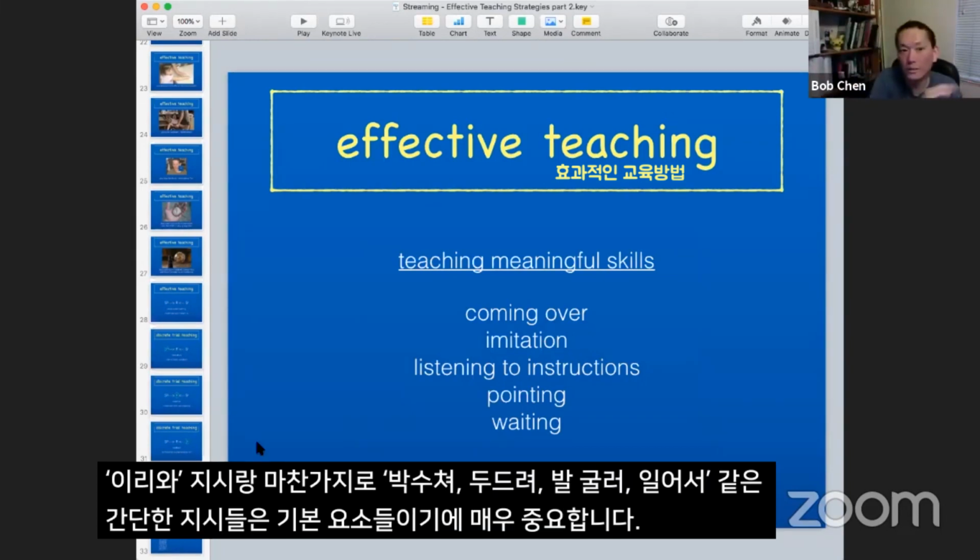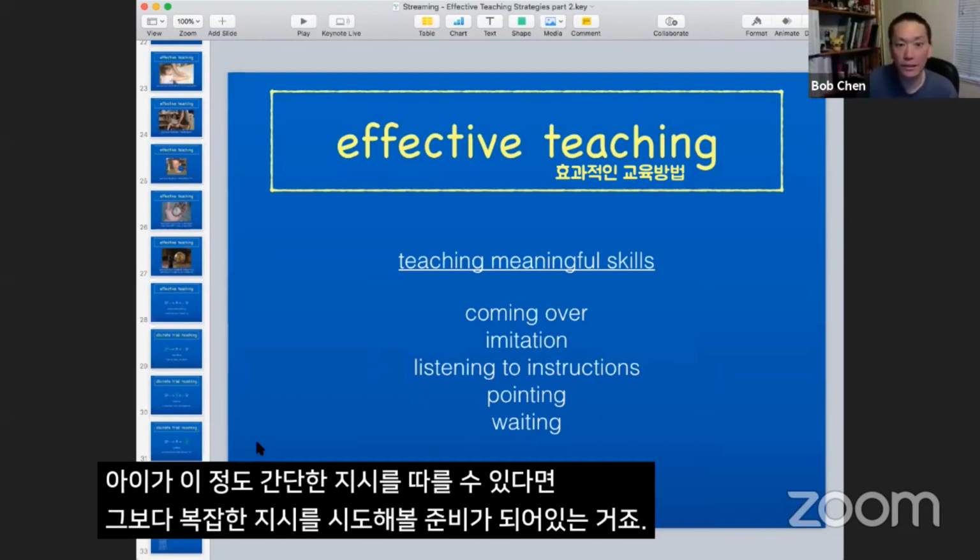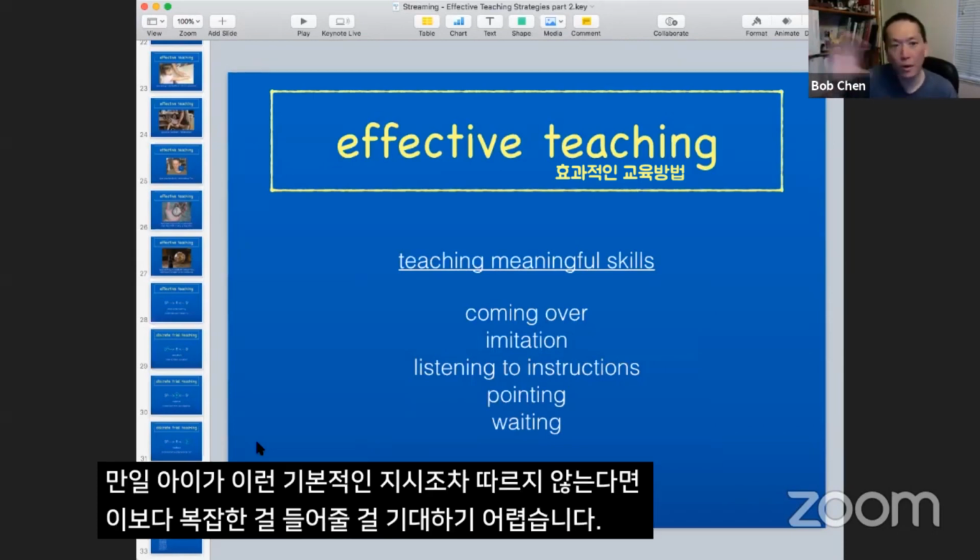In line with what we talked about with come here, basic instructions like clap and knock and stomp and stand up are critical. Why? Because they're the building blocks. If they can listen to you for those instructions, they are at least prepared to listen to you for more complex instructions. But if they won't even listen to you for those basic ones, they're not going to listen to you for those more complex ones.